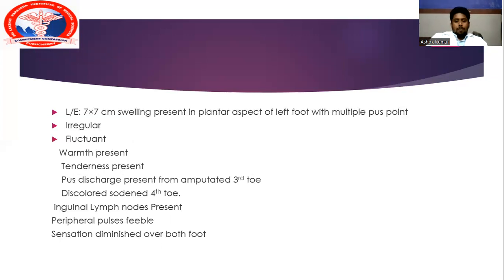On local examination, in the plantar aspect, just beneath the amputated third toe and the infected fourth toe, he had a 7 cross 7 centimeter swelling with multiple pus points discharging pus. It was irregular in shape, fluctuant, warmth was present, tenderness was present. From the amputated third toe and the interdigital area between the third and the fourth toe, there was massive pus discharge, and the fourth toe was soggy. It was blackish, with discoloration, and we could see an impending wet gangrene over the fourth toe.